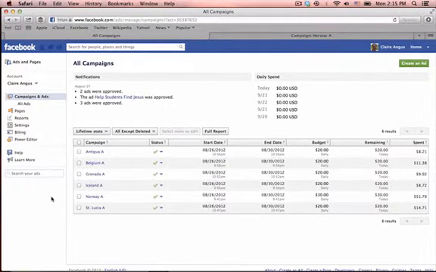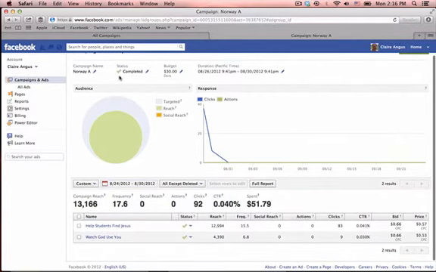you can pull up all of your ad campaigns. And here is Norway A, so I'm going to select Norway A. And this is what you'll see when it is pulled up. You'll see the name of your campaign, that it's been completed or in process, what your daily budget was, and the time period that it was run for.